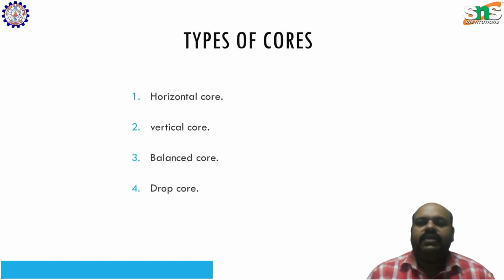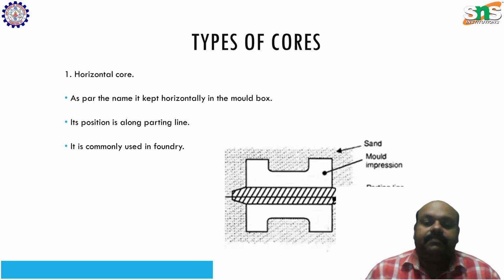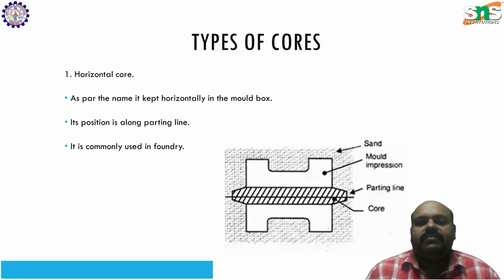Let us move on to the types of cores. We have horizontal core, vertical core, balanced core, drop core. So these are all the 4 types of cores we have. In the types of cores, the first one comes as horizontal core.